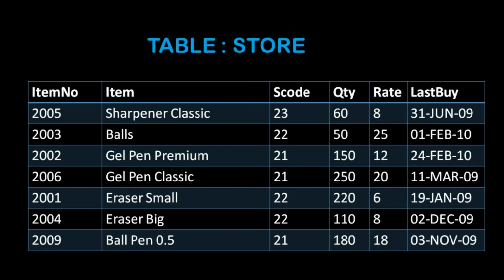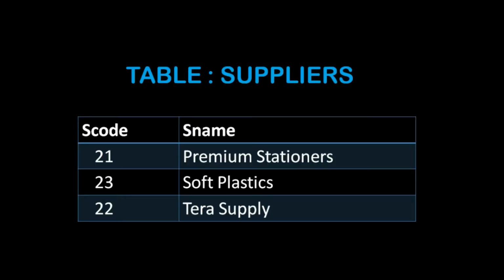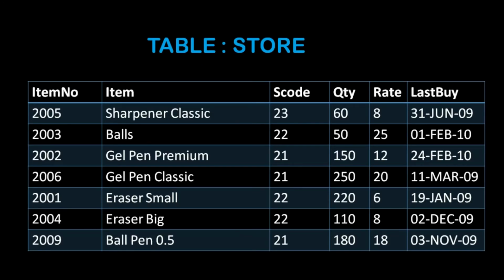I'll give you time. If you want, you can copy this table on a paper, and only then can you answer the SQL commands. Suppose I take the eraser small, it comes under S code 22. So they have purchased the eraser small from Terra Supply at the rate of 6 rupees, and the quantity they purchased is 220, and the item number is 2001. At last they purchased it on 19th Jan 2009. Okay, so we have completed copying this table.